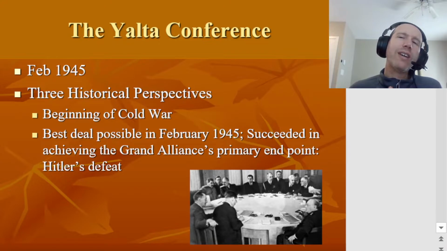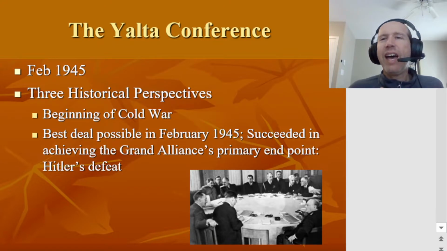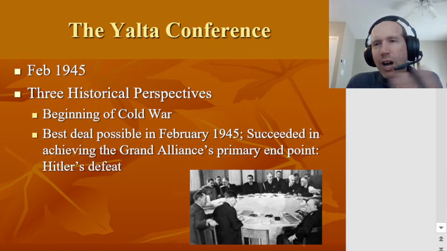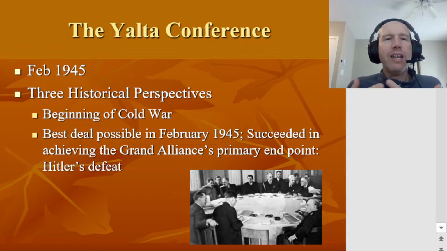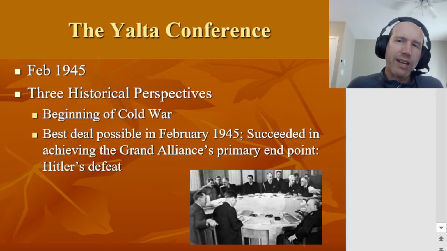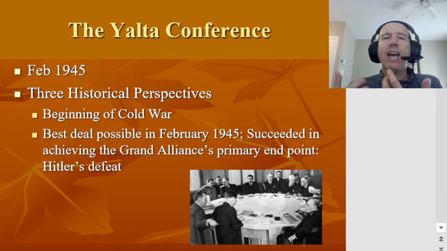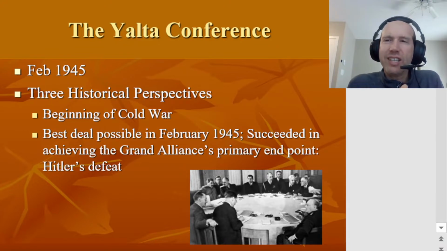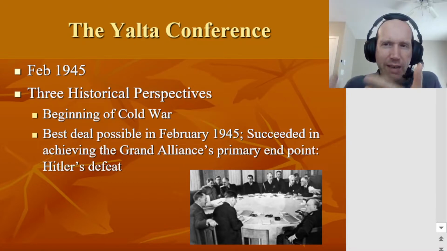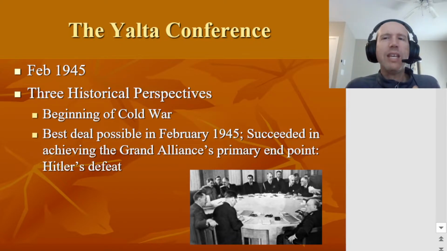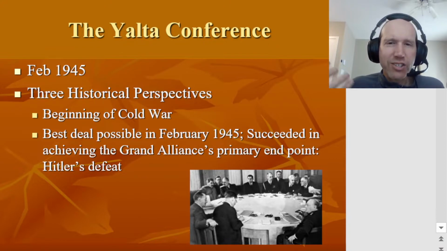But there's also a more sympathetic view that in a way these differences were unbridgeable. So in that sense, the Yalta Conference was the best deal possible in February 1945 because the key object of the Grand Alliance was to destroy Nazi Germany. And what they did is essentially reach an agreement on that point, even if they weren't able to do the heavy lifting in terms of resolving their other differences regarding Germany, reparations, the future status of Eastern Europe.